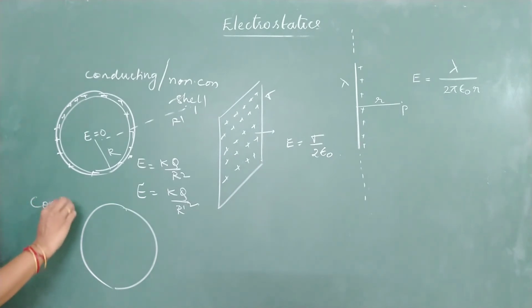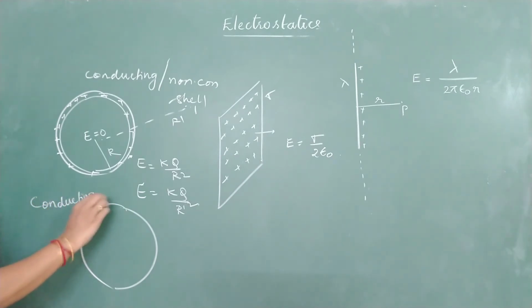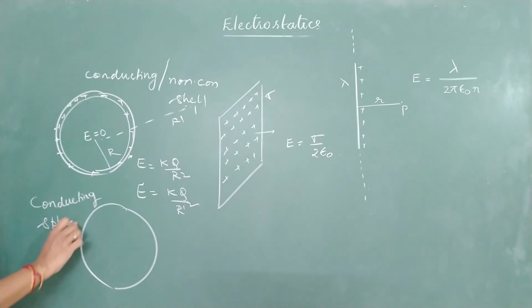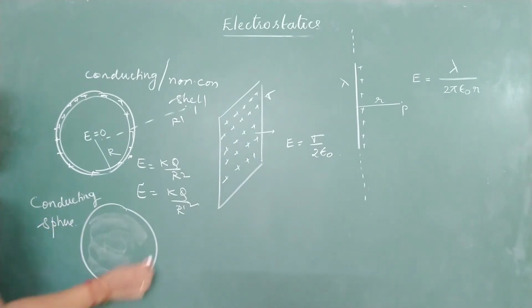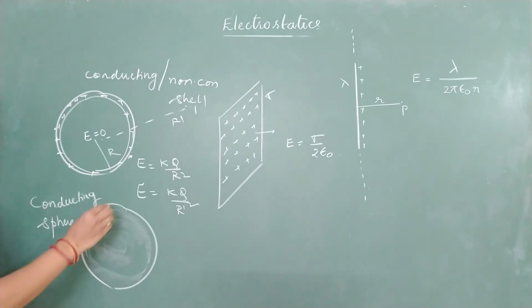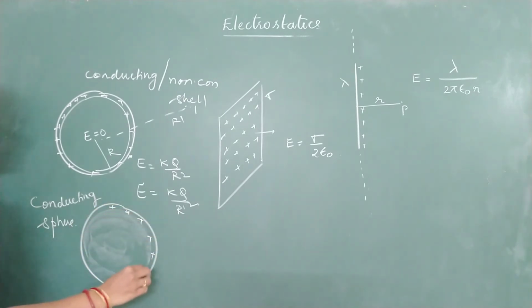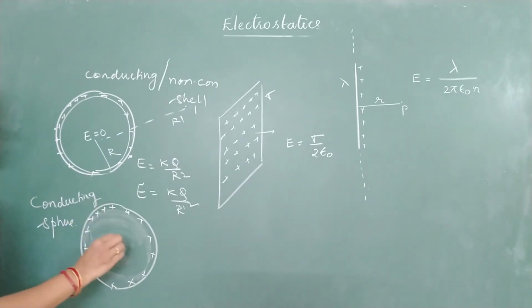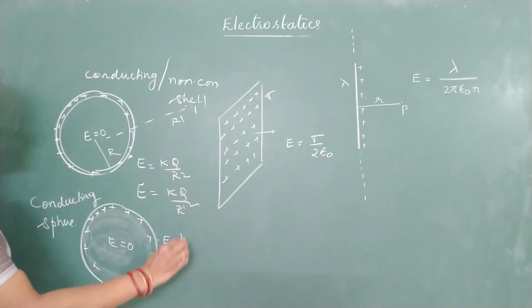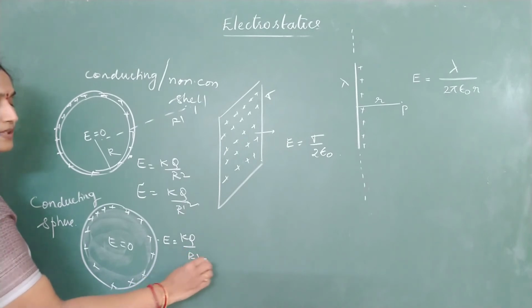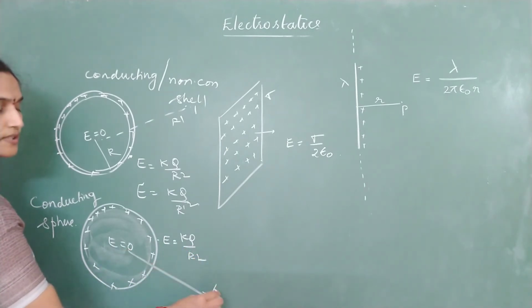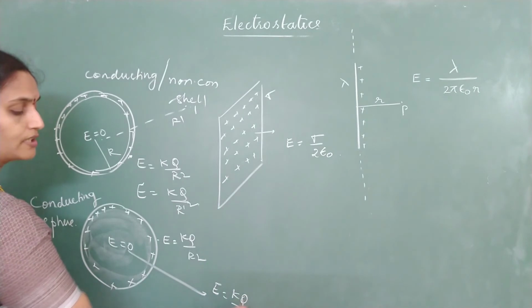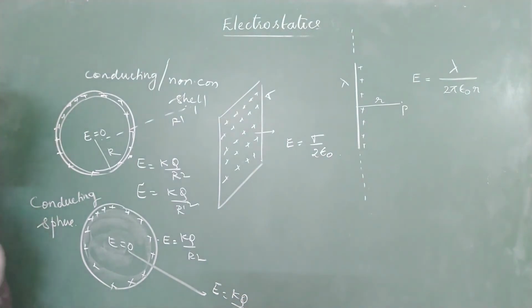But the same thing if it is a conducting solid sphere. Even then we know when you charge it, charge resides only on the surface. As long as it is a conductor, what is electric field inside the sphere? 0. We call this electrostatic shielding. Then on the surface, it's kq by r square. And when you go far away from the center, it is kq divided by r dash square.